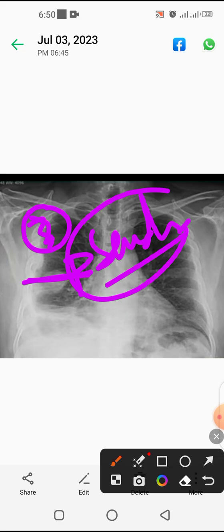Yes, this should be the third differential. Now, what can be the cause of this? Cardiac failure, kidney failure, liver failure, malabsorption. So all these can cause fluid in the fissure and effusion. Hepatic hydrothorax is another differential. Now one can say this is unilateral. How can you say yes?